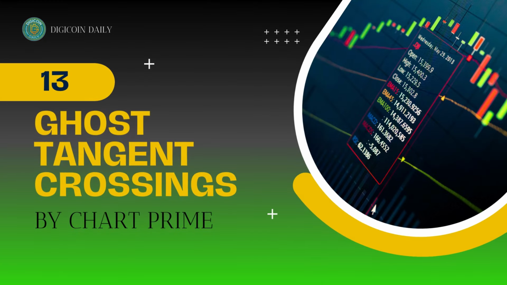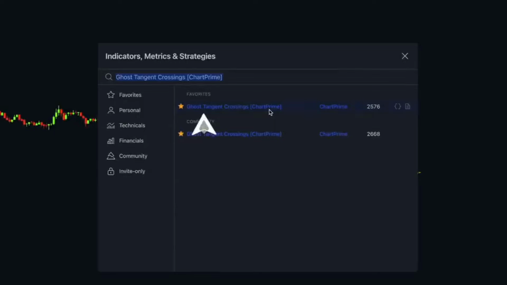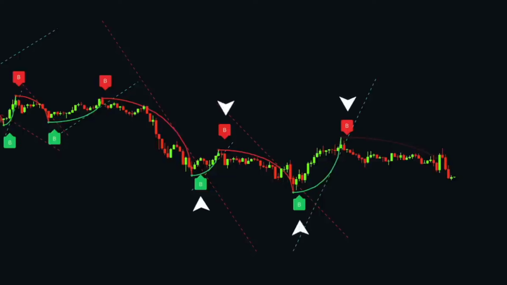Next up on my list is Ghost Tangent Crossings by ChartPrime. Ghost Tangent Crossings is a revolutionary way to visualize pivot points in zigzag patterns that utilize ellipses. This indicator ensures each pivot is plotted from high to low, ensuring a correct zigzag wave pattern.